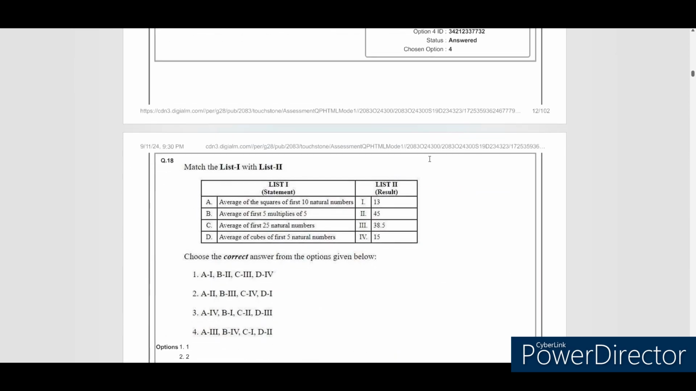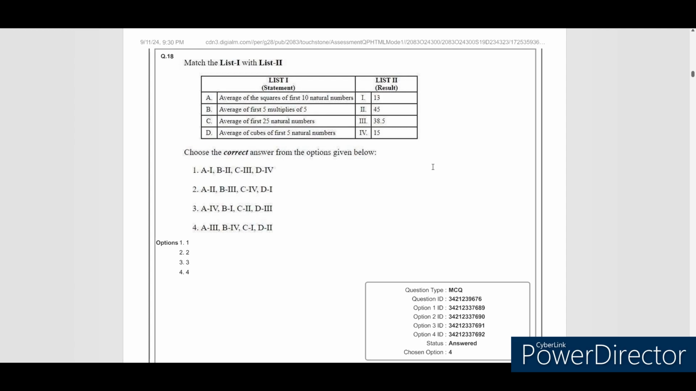Now coming to the next question, question number 18. This is a very easy question because if you see the options, for option A, they have given four different options, 1, 2, 3, 4. So you just need to solve only one question in this. That is the average of squares of the first 10 natural numbers or the average of the first 5 multiples of 5. This is very easy, right? Option B, to calculate the average of the first 5 multiples of 5. What does it mean? 5 plus 10 plus 15 plus 20 plus 25 divided by 5. So very direct question. I am not going to miss this question. So I can do this at first attempt.